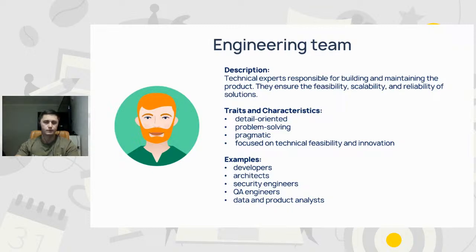And the last group within internal stakeholders is the engineering team. Usually this team includes technical experts who build and maintain the product, and they ensure its feasibility, scalability, and reliability for solutions that you build using your products. Talking about traits and characteristics, they are very detail-oriented. So they focus a lot on different use cases and edge cases. That is why you as a business analyst or product manager should be prepared for this, and you should have answers to these questions, or at least admit that you do not know, but you will try to figure it out in the nearest future.